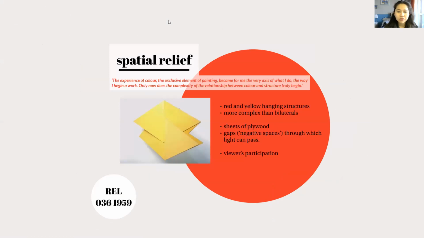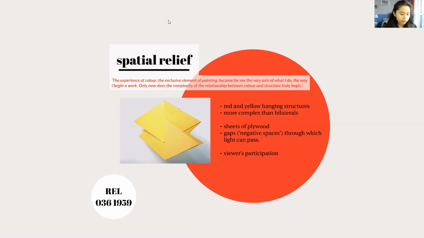And so he created the spatial reliefs, which were made up of sheets of plywood, and there were red and yellow hanging structures. And they were far more complex than the bilaterals because the sheets of plywood intersect, overlap, or fold over one another at oblique angles to create gaps called negative spaces through which light can pass. So they were more particular. And they rely on the viewer's participation because only by walking around them you can grasp the differences in colors, in shapes, and you can see all the aspects of the sculpture.